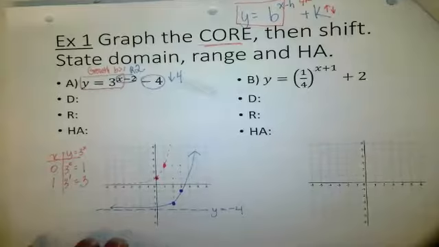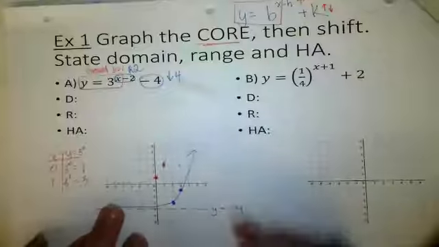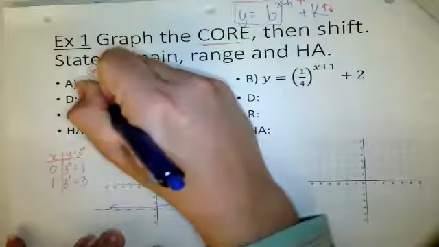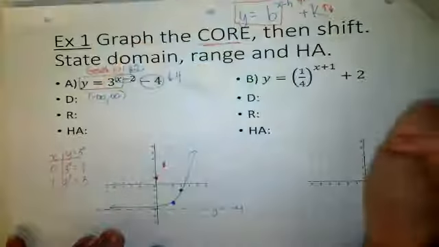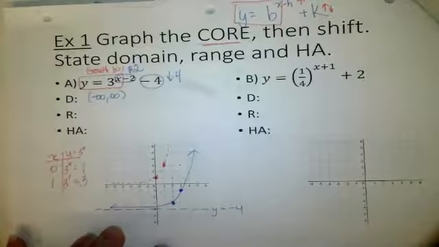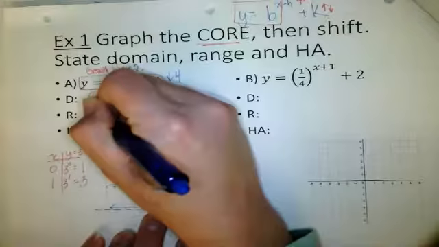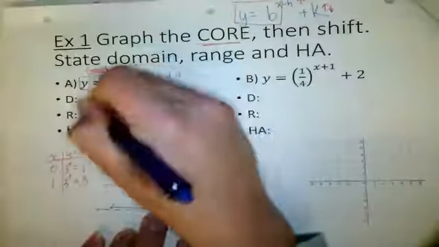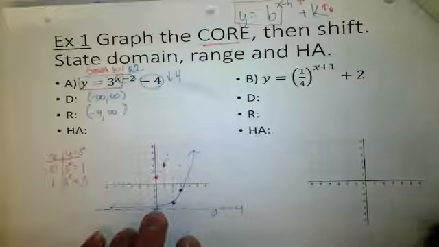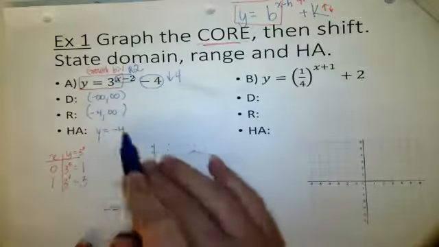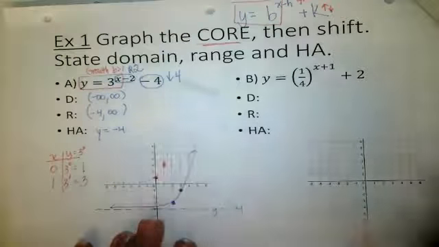What's the domain of that blue graph? How far left and how far right? Negative infinity to positive infinity. What's the range? How low does it go? Negative 4. Look at that. It goes down to negative 4 all the way up to infinity. Do we equal negative 4? Use a parenthesis because we have an asymptote at y equals negative 4.